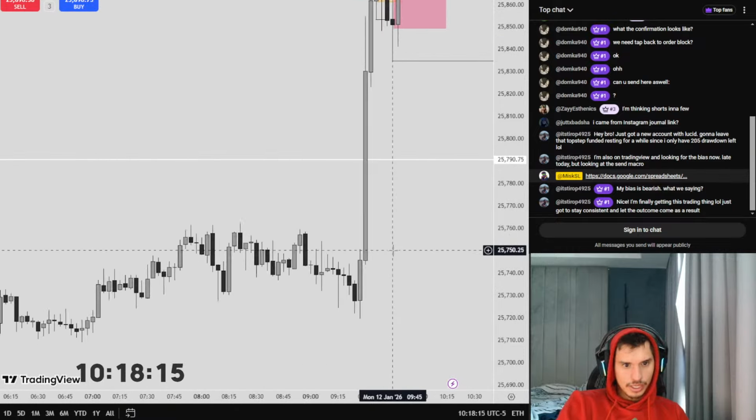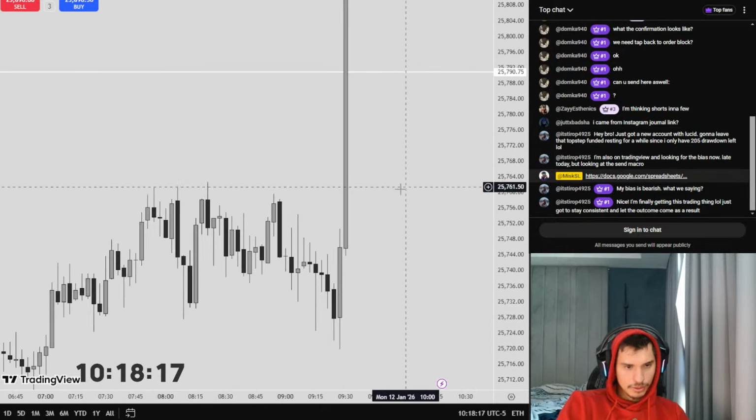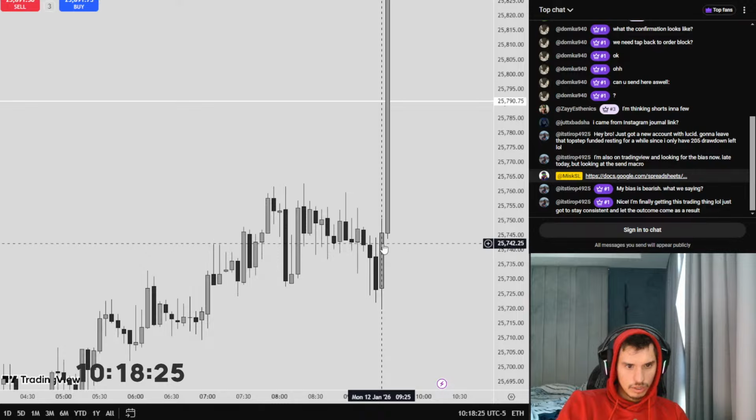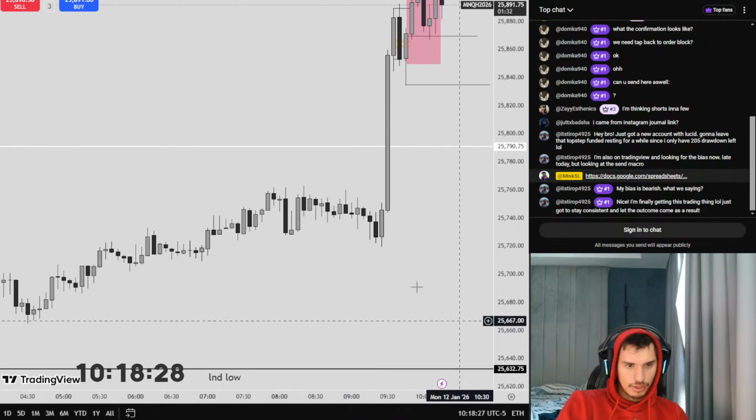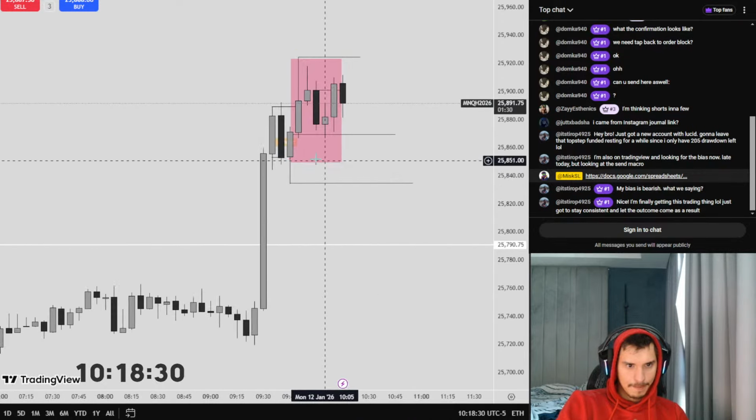How would you trade this? I have no clue, but there's people that catch these moves somehow, some way. How would you be able to catch this move? I genuinely do not know how you catch these moves.